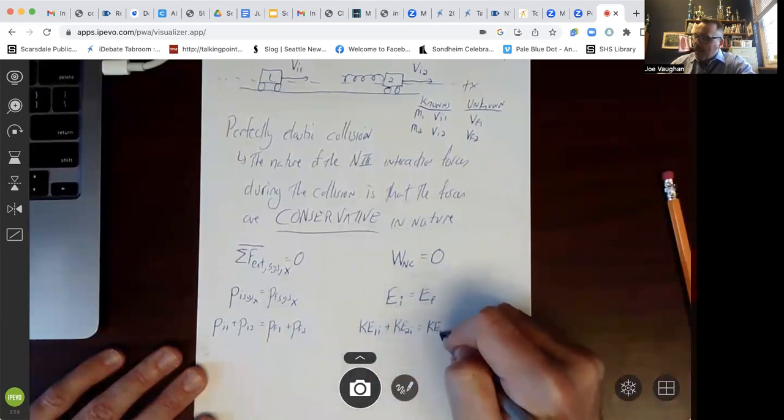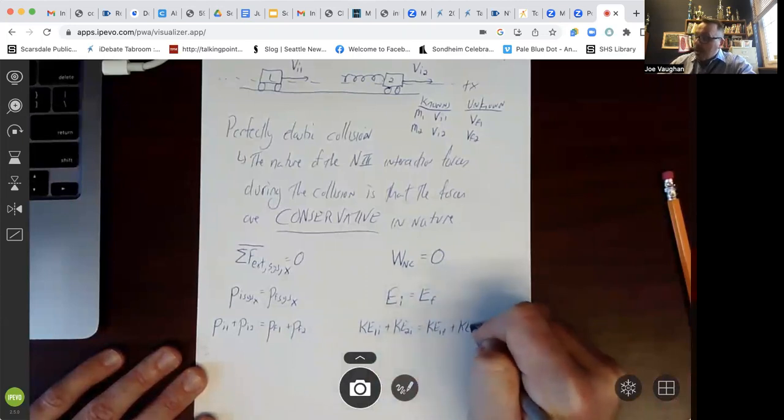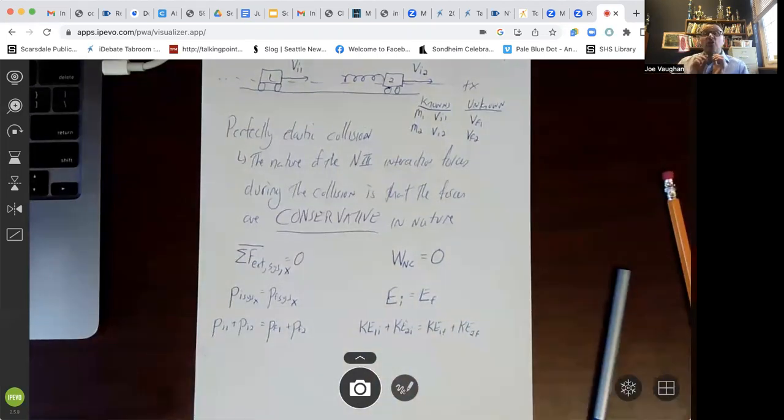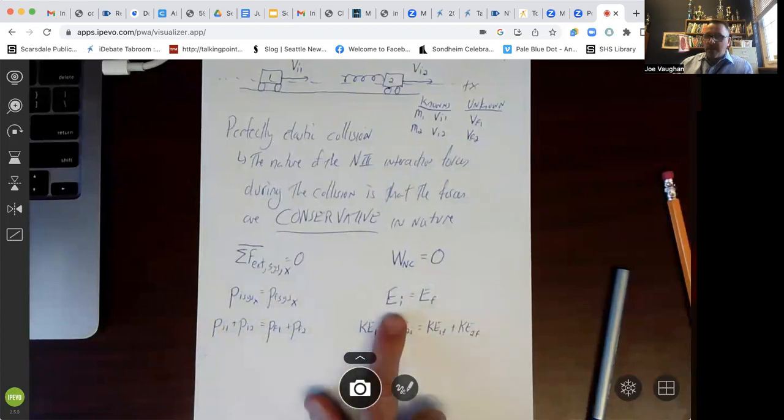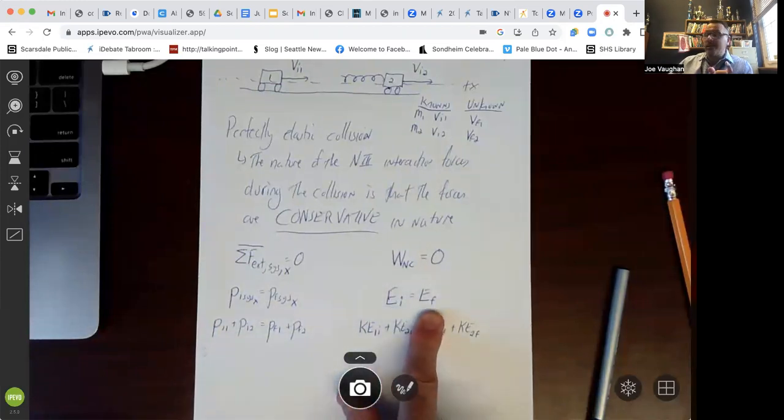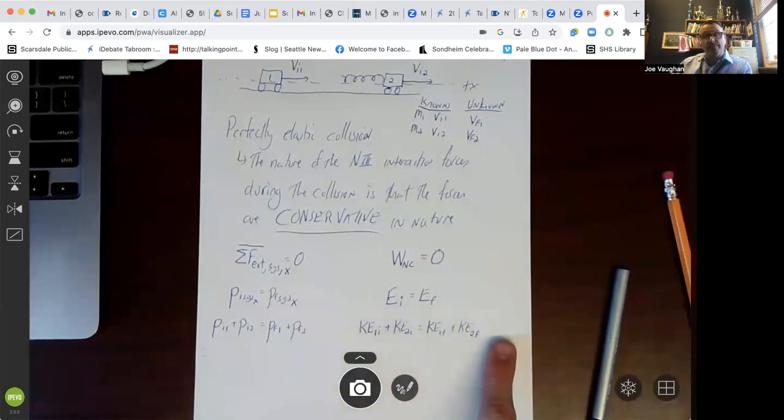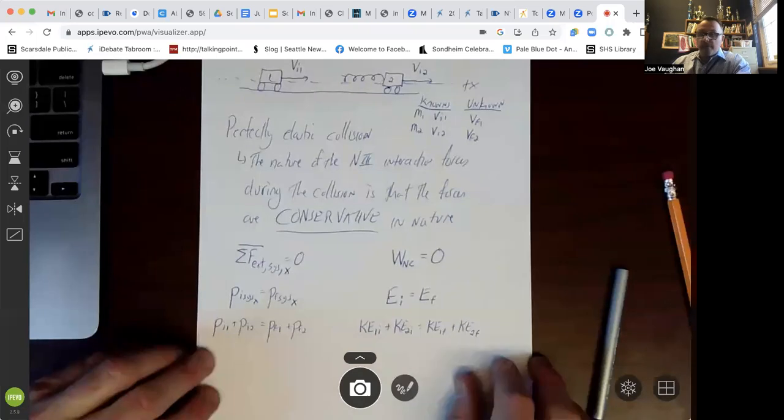And you may say, well, what about the spring? Well, the spring potential energy only comes into play during the collision, not before and after the collision. So we will once again look at before and after, because if I was comparing the initial energy of the system to the energy of the system during the collision, I would need a spring potential energy term, but we'll come back to that. So here we go.